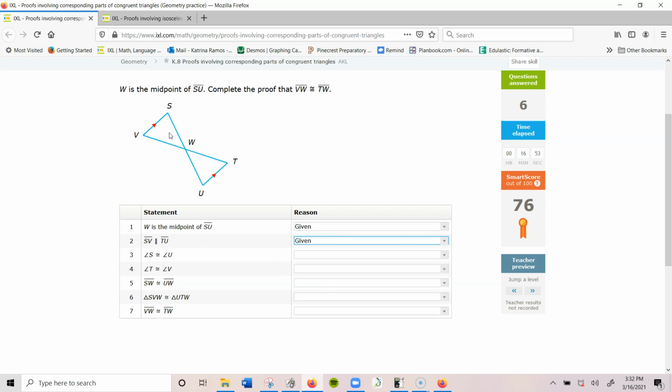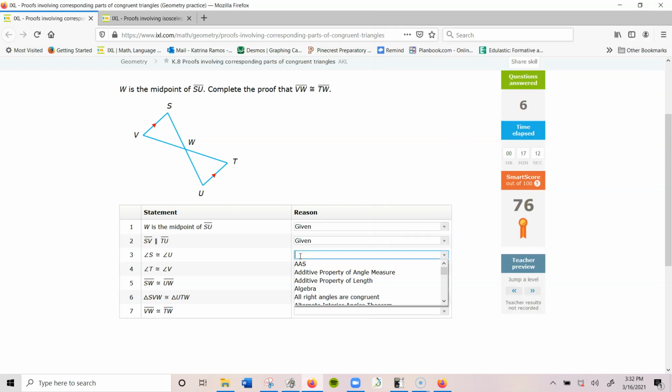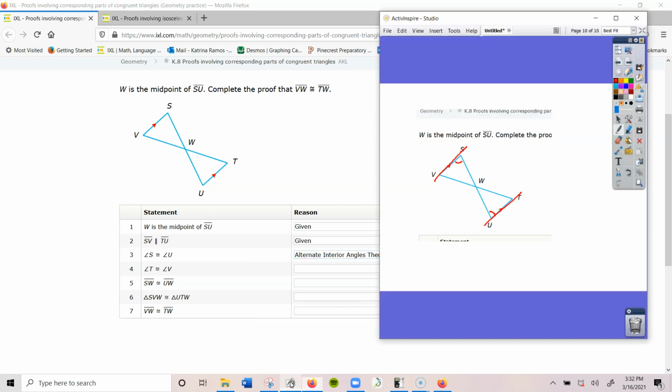Now angle S is congruent to angle U. Now when you look at your diagram, S is congruent to angle U, and this is because they are alternate interior angles. These are the parallel sides. This is the transversal. Therefore, this is alternate interior angles. Now, angle T is congruent to angle V, and that is for the exact same reason. They are also alternate interior angles, but using the other transversal. So T is congruent to V.